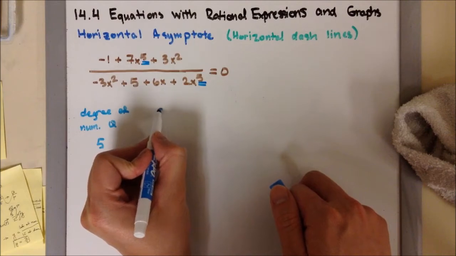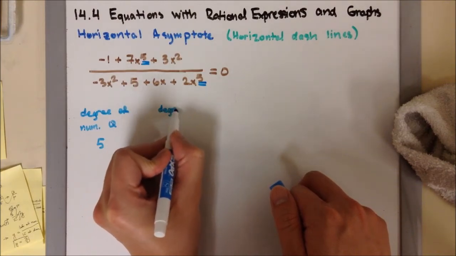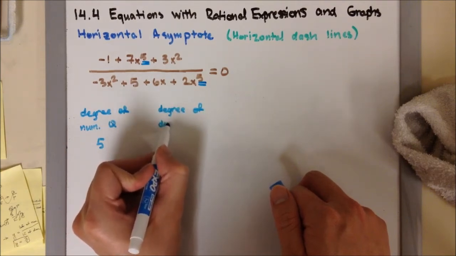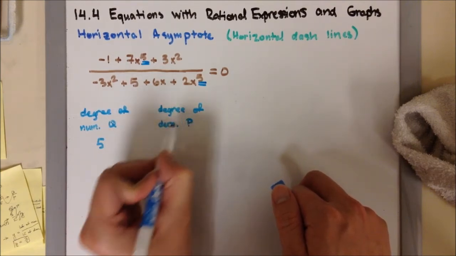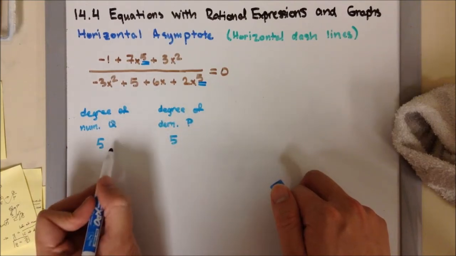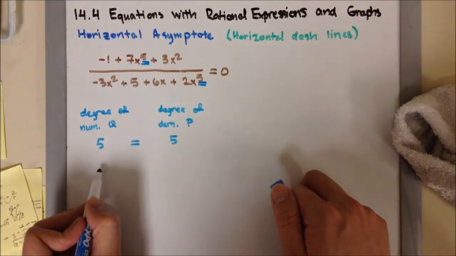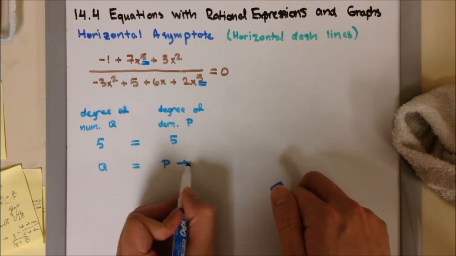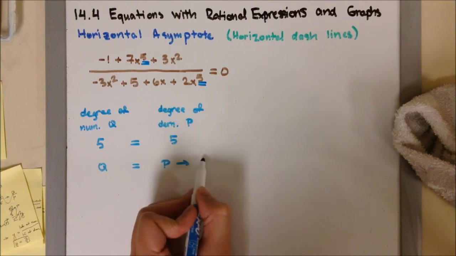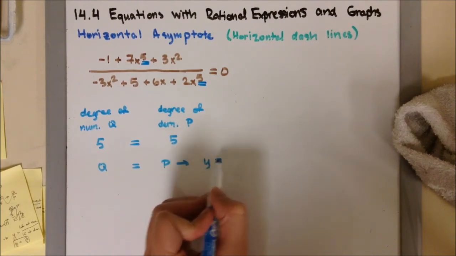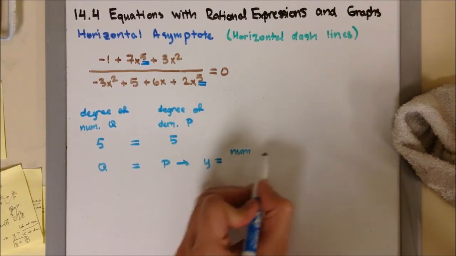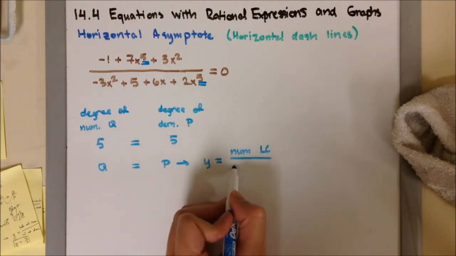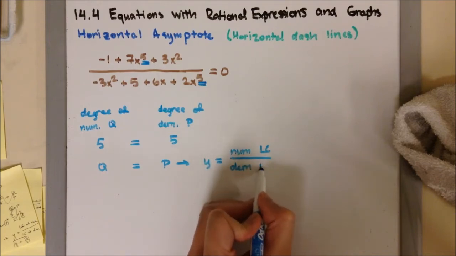So I'm going to write degree of denominator, which is p, is 5. So 5 is actually equal to 5, so therefore q is equal to p. So that means that for the horizontal asymptote, it's going to be y equal numerator LC, leading coefficient, over denominator LC.